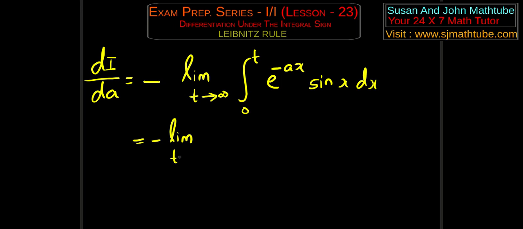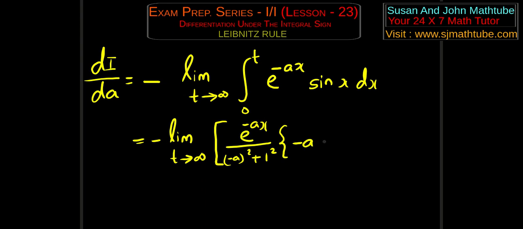Limit t tends to infinity, e to the power minus ax, the whole divided by minus a the whole square plus 1 square, and curly brackets, minus a sin x minus 1 into cos x. Within the limits, x is equal to 0 to t.